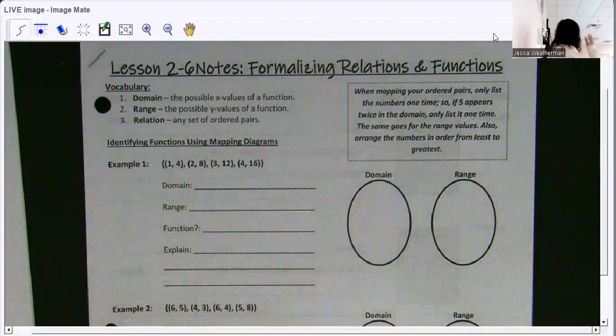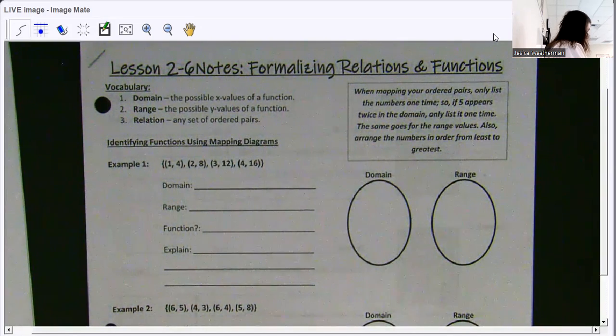Okay, so we're doing lesson 2-6. We only have 2 more lessons in this chapter. And this one is formalizing relations and functions. So basically what we're doing is we're trying to see what the relationship is between your dependent and independent variable and determine whether it is a function or a non-function.